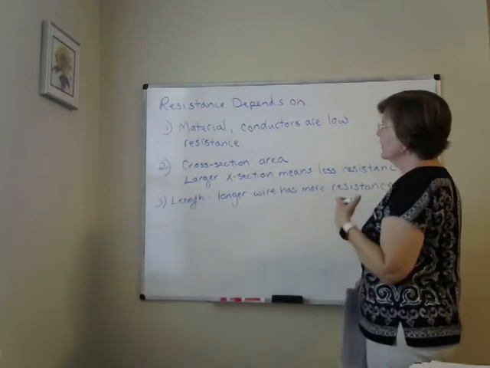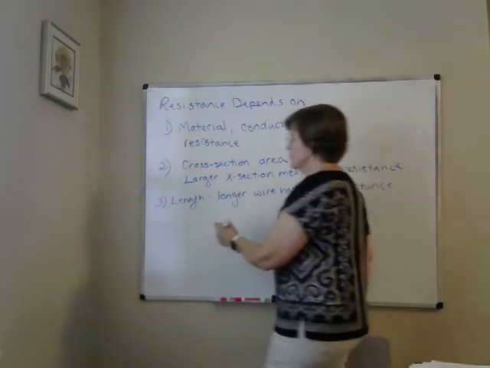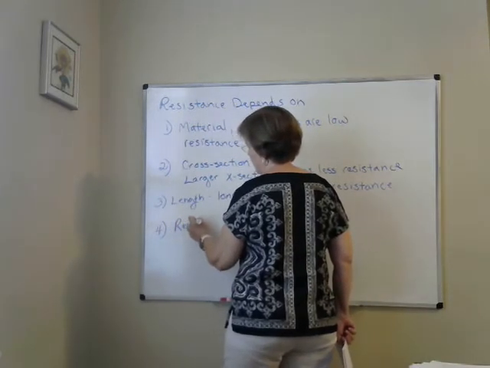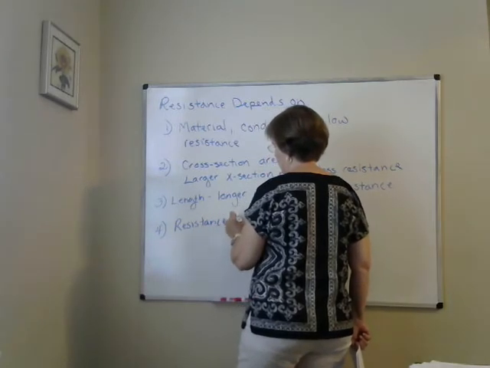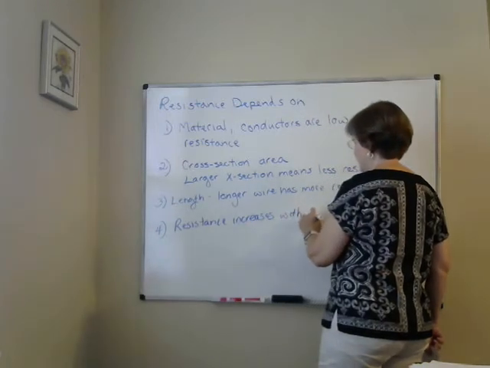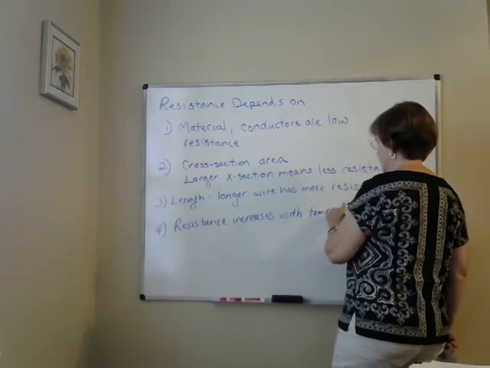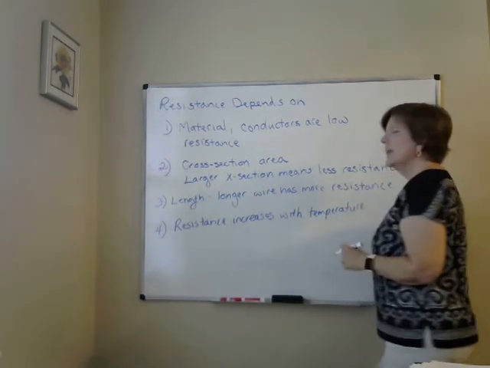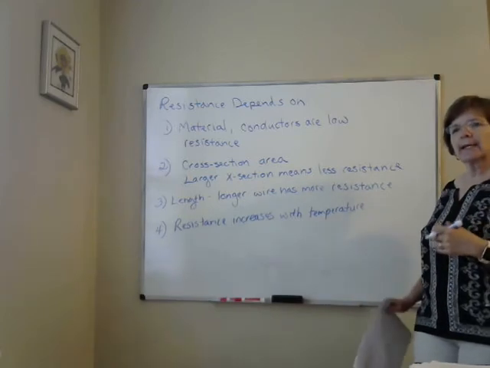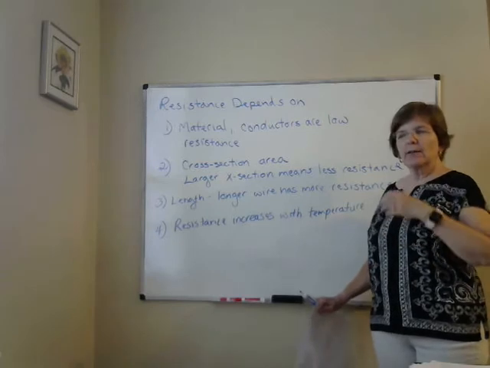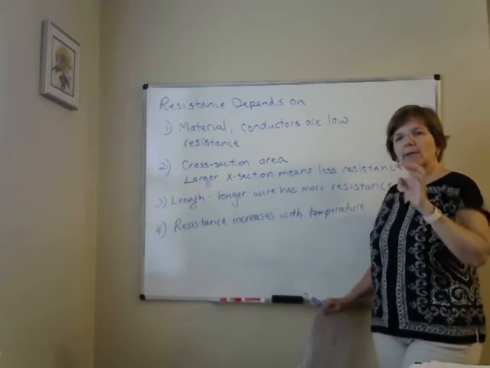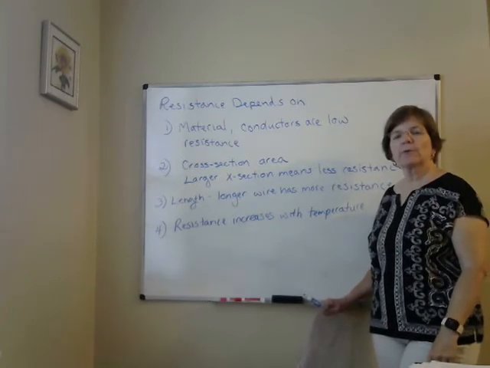One more thing to think about when we're thinking about resistance is the idea of temperature. Resistance increases with temperature. A hot piece of wire has more resistance than a cooler one because when wire heats up, you get what we call thermal energy. The molecules or the atoms in that wire vibrate faster, and because they're bouncing around more, it's harder for the electrons to flow through the wire.